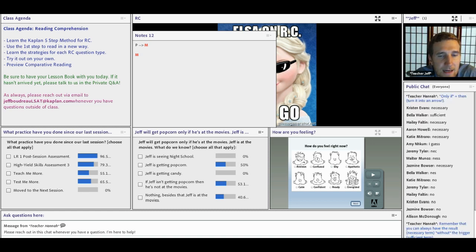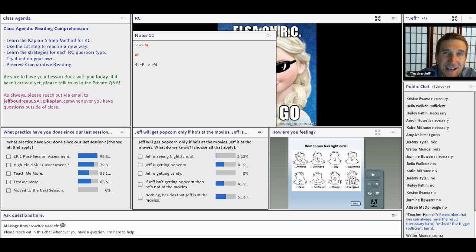So when we read that second answer down that says Jeff is getting popcorn, well, maybe Jeff is getting popcorn, but we don't know that for sure. The next one says if Jeff isn't getting popcorn, then he's not at the movies. Tell me real quick, everybody, this formal logic of not getting popcorn, then not at the movies. So that is answer number 4. How does that answer relate to the original formal logic? Not popcorn, then not movies.